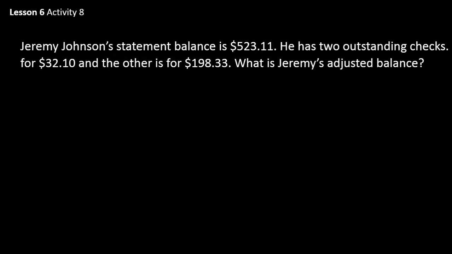All right, pretty straightforward. We first identify the variable that we're solving for, which in this case is adjusted balance. Great. Now pull the formula for adjusted balance from your formula sheet. Hopefully you're using the one I provided for you. Otherwise, it's also okay to use one that you create yourself. So adjusted balance is equal to statement balance minus outstanding checks.